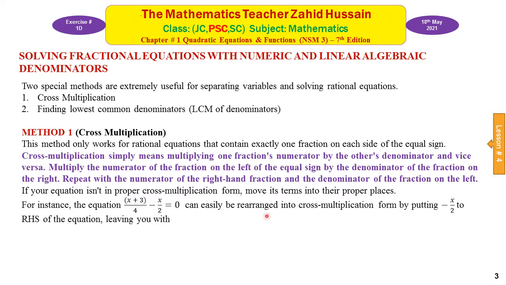If you have this fraction equation, x plus 3 over 4 minus x over 2 is equal to 0. Now right hand side of this equation is 0 and there is a subtraction of two fractions on left hand side. To solve this question, we can transfer one of these two fractions from left hand side to right hand side. x plus 3 over 4 is equal to x over 2. The new equation will become this.